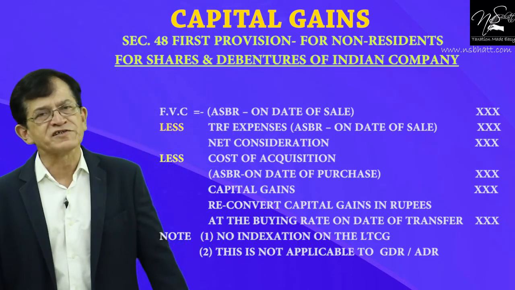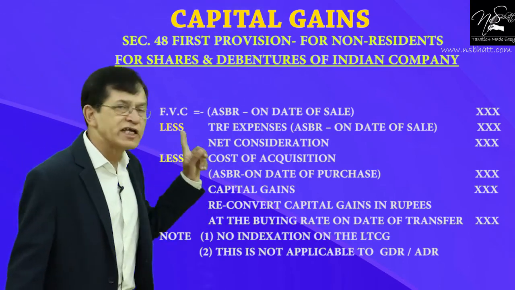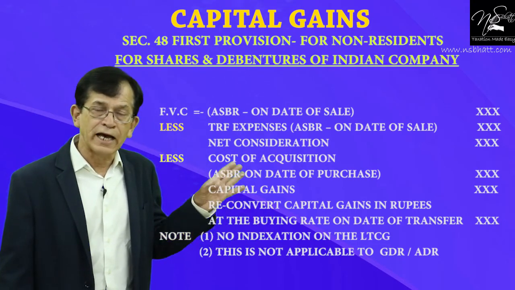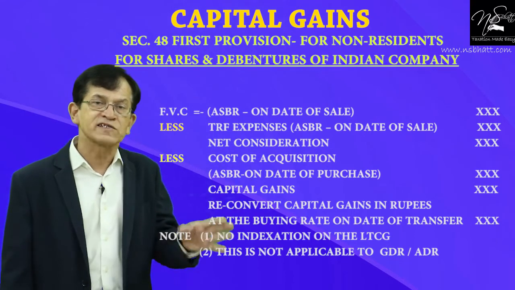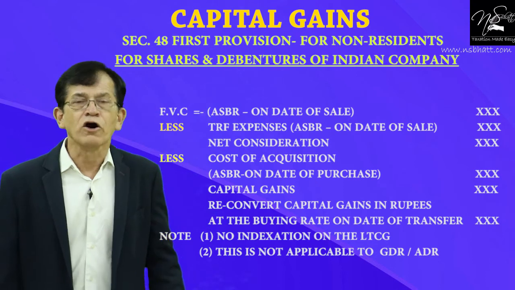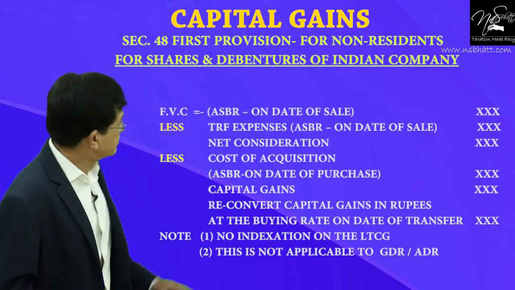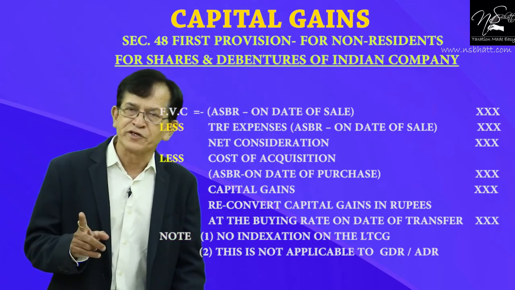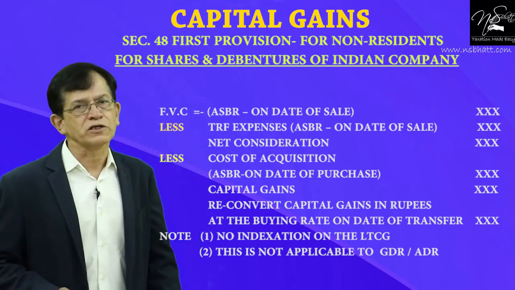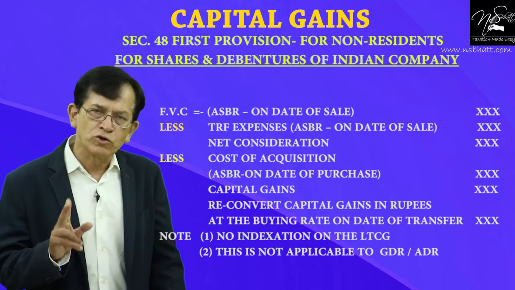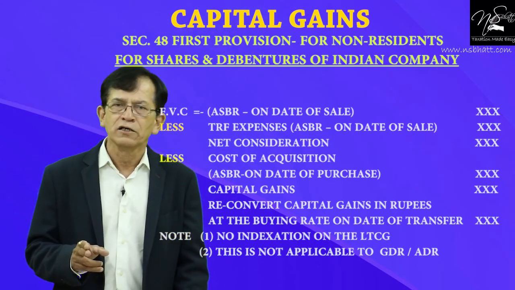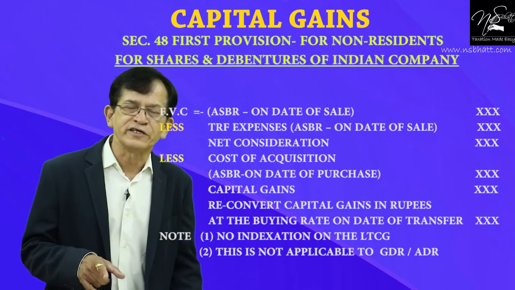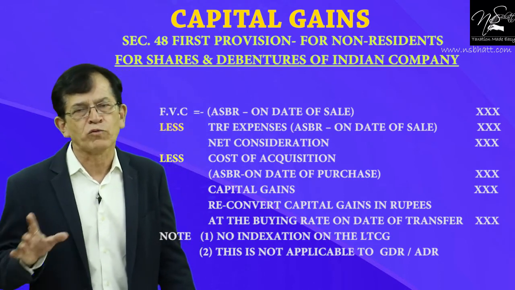Therefore, provision 1 says that you will take the average telegraphic transfer rate of buying and selling of that dollar-rupee, on what day? On the date of transfer. The day you sold it. The selling and buying rates are different, so you have to take both rates, calculate the average, and convert at that average rate, rupee into US dollar. But that average rate will be taken based on the buying and selling rate on the date of what? Transfer.